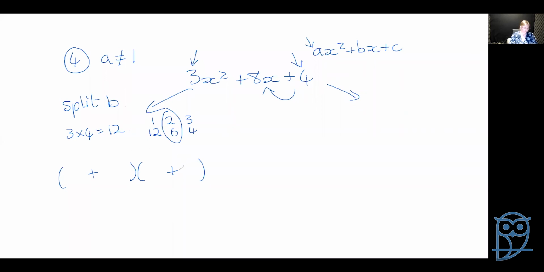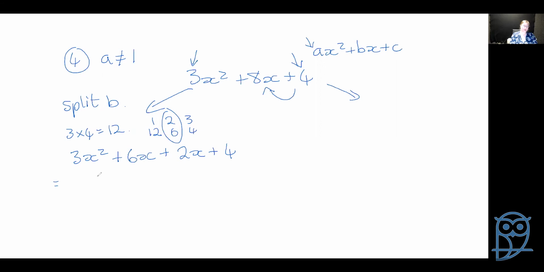So now we are going to take out our common factors from this equation. So we have 3x squared. We're now splitting this b into 2 and 6. So we have 6x, and we have 2x, and there is our 4. So we took this 8, and we turned it into 6 and 2.